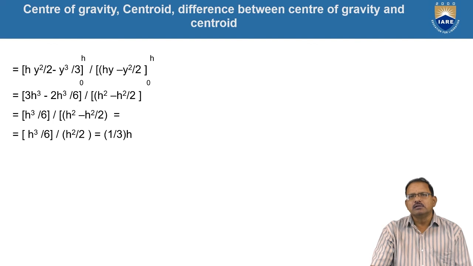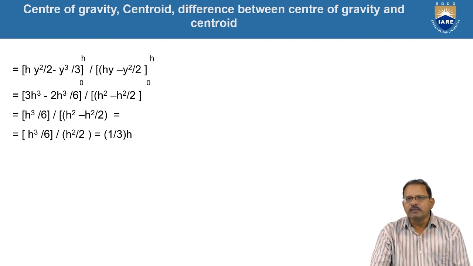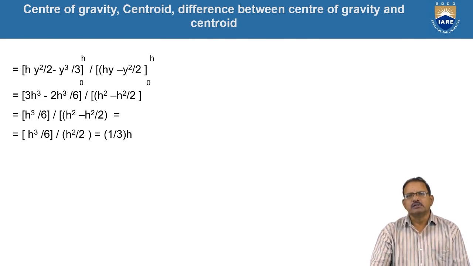On integration, we got h y square by 2 minus y cube by 3 within the limits 0 to h, divided by hy minus y square by 2. On applying limits at the place of y, we got 3h cube minus 2h cube by 6 divided by h square minus h square by 2. Finally, we got it is equal to 1 by 3 h. That means the position of the centroid lies at a distance of 1/3 of its height from its base position. This is the conclusion.